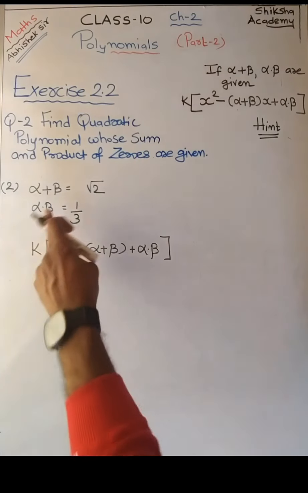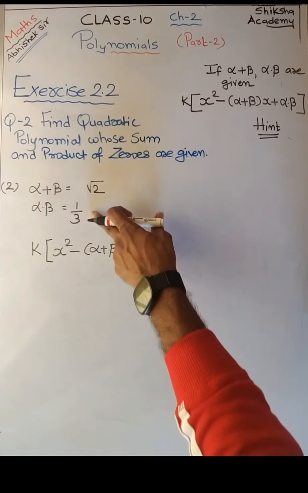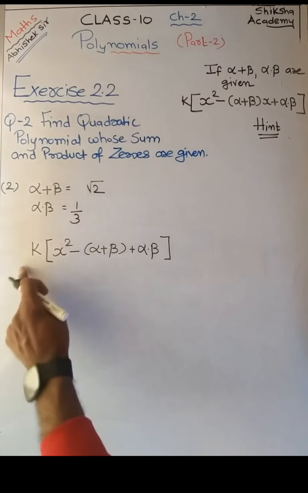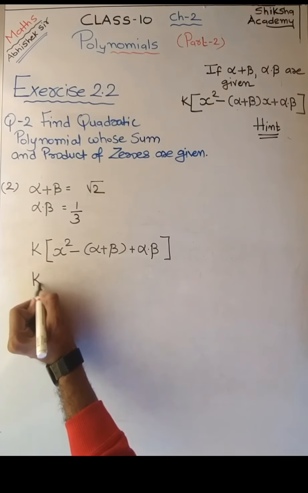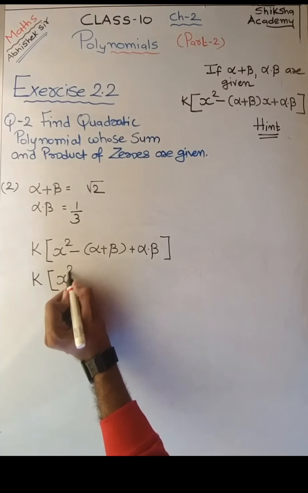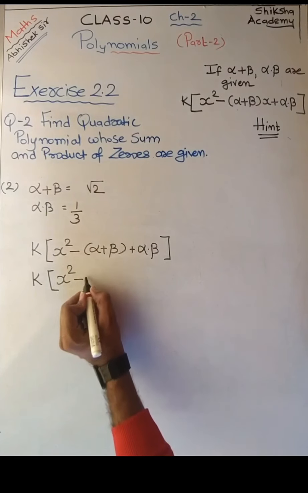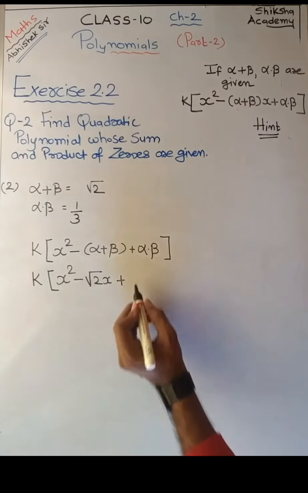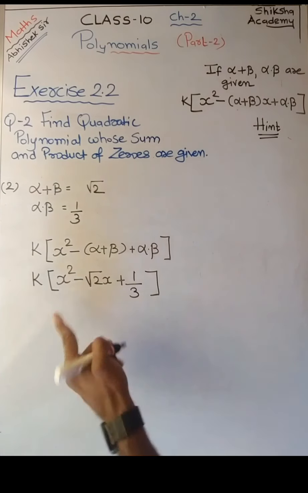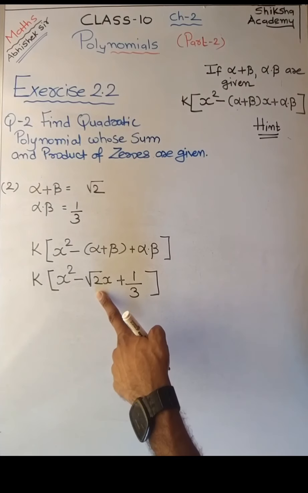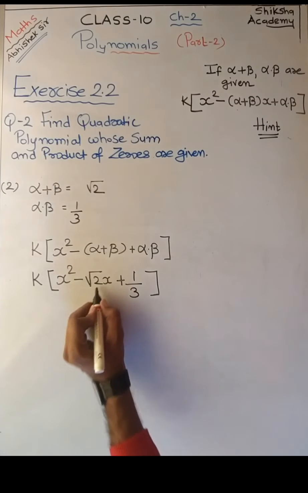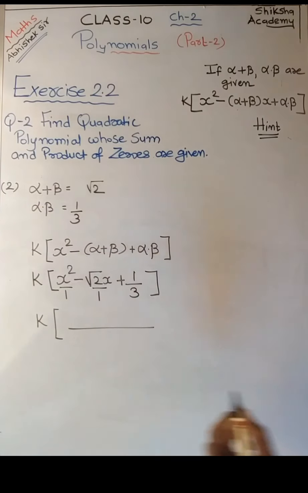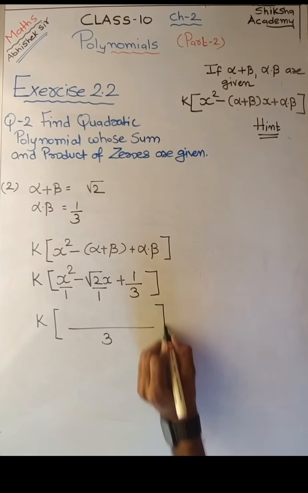The next question is alpha plus beta is root 2, alpha into beta is 1 by 3. So sum is root 2 and product is 1 by 3. So putting into this main equation, we will be writing x square minus, what is alpha plus beta? It is root 2x plus alpha into beta, that is 1 by 3. Here we have got our answer, but still, as in the first question, it was not in a simple form. So what we'll do, we'll put upon 1 and take LCM and then try to convert it into the final answer. So below we have taken 3 as LCM.